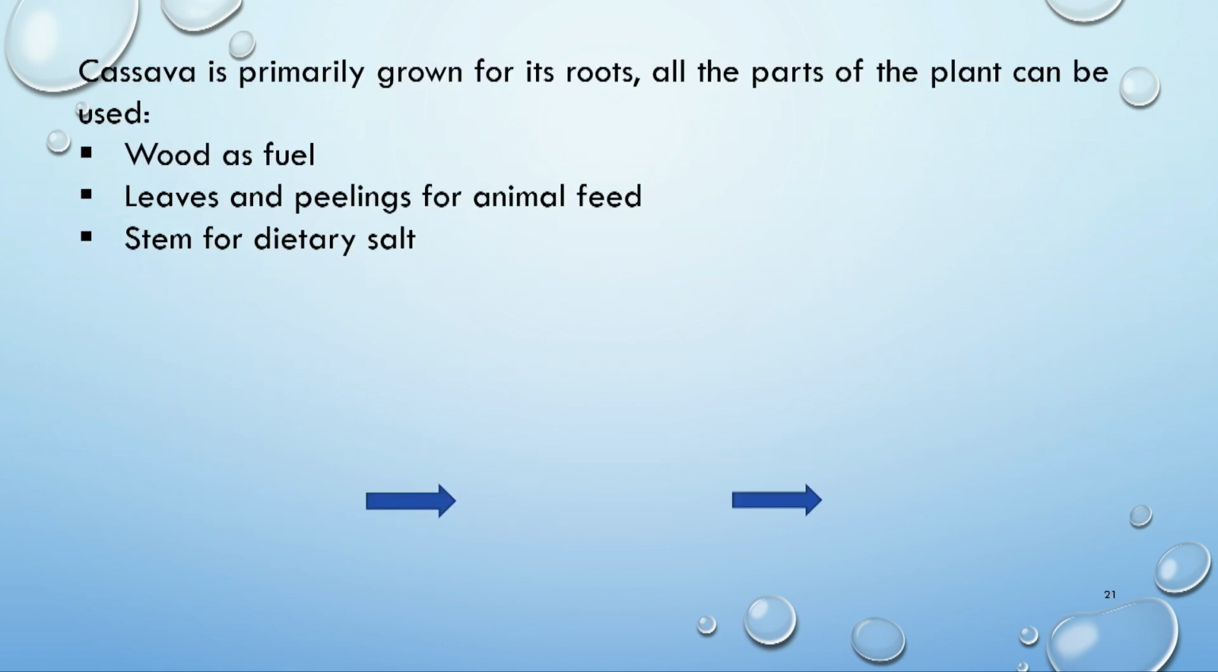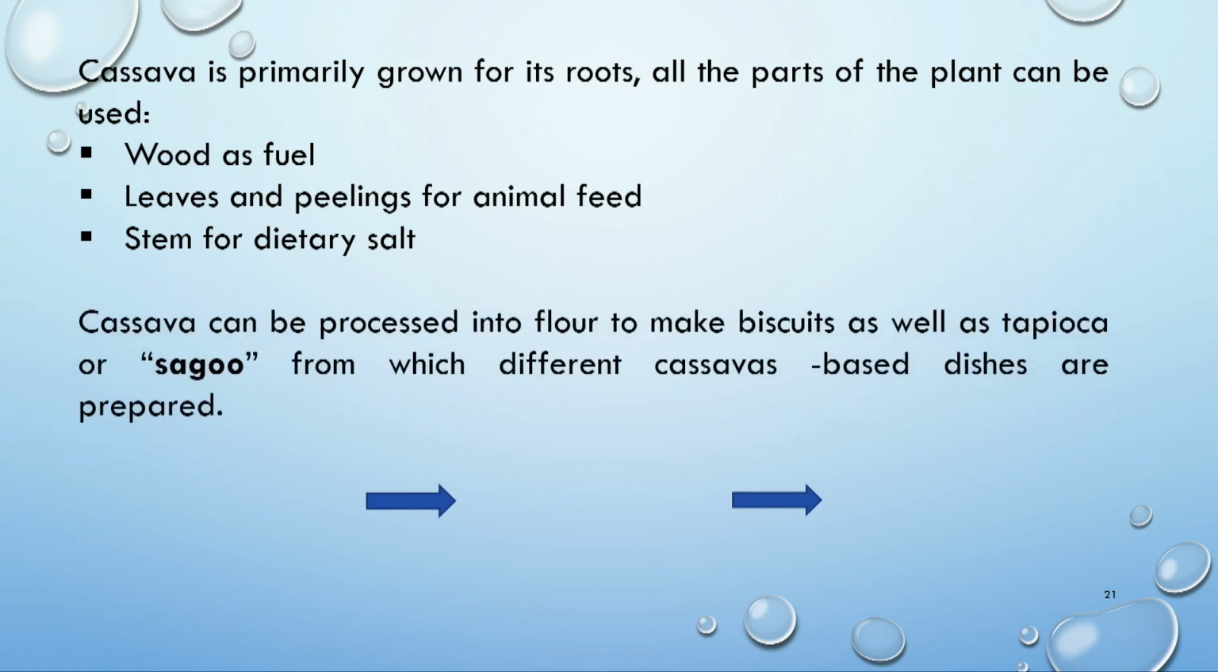As said before, cassava is primarily grown for its roots. All the parts of the plant can be used as wood as fuel, leaves and peelings for animal feed, stem for dietary salt. Cassava can also be processed into flour to make biscuits as well as tapioca, as we say it in the Mauritian language sagu, from which different cassava-based dishes are prepared.